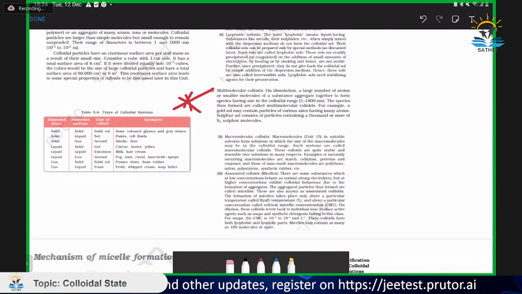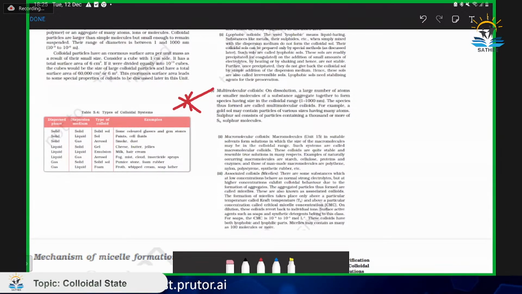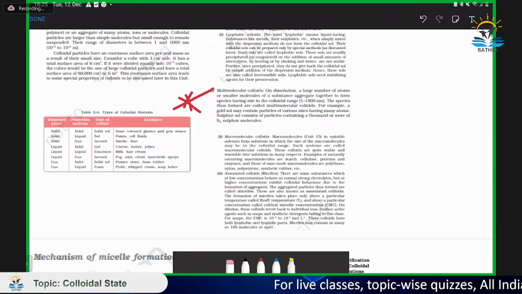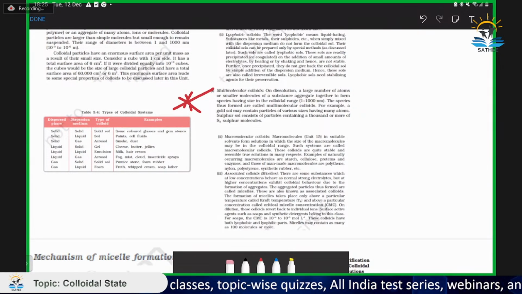Associated colloids are micelles. Of course, you would know micelles. Low concentration, these are not colloidal. So let's read this. There are some substances which at low concentrations behave as normal strong electrolytes, but at higher concentrations exhibit colloidal behavior due to formation of aggregates.